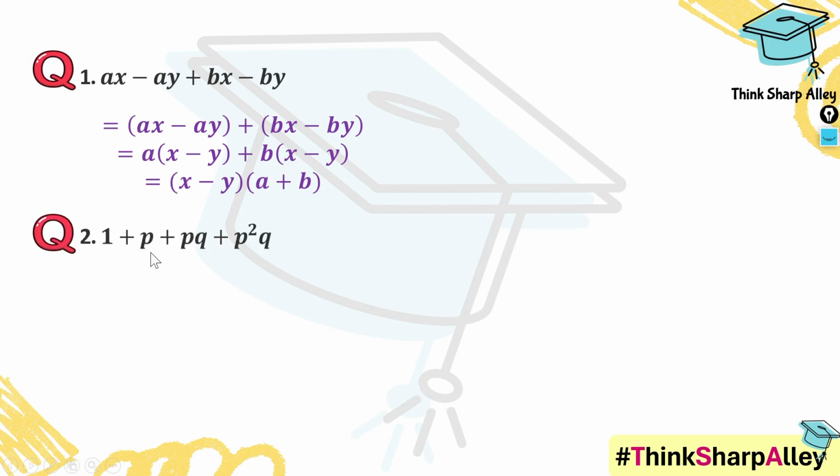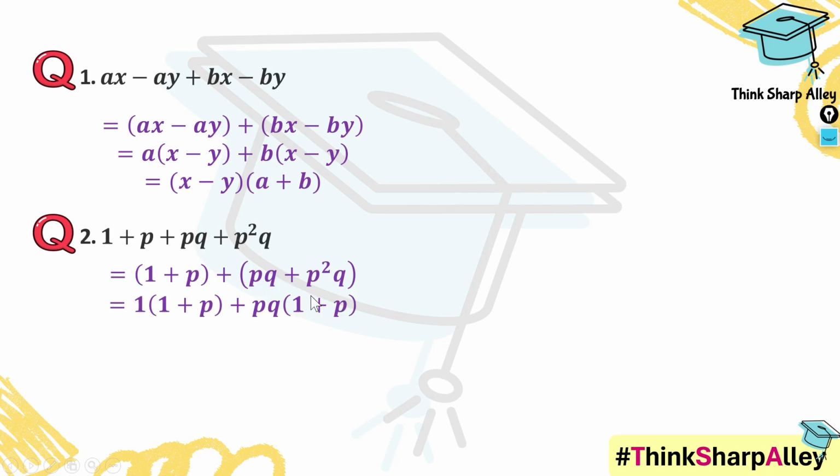So here apparently if you see, we do not have anything common in the first two terms. But in the next two terms, we can take PQ common. Isn't it so? So let's try it out. Let's keep 1 plus P as one group and this as another group. Let us try to factorize since nothing is common from 1 plus P. So we write 1. But after taking PQ common, because HCF of PQ and P square Q is PQ, right?